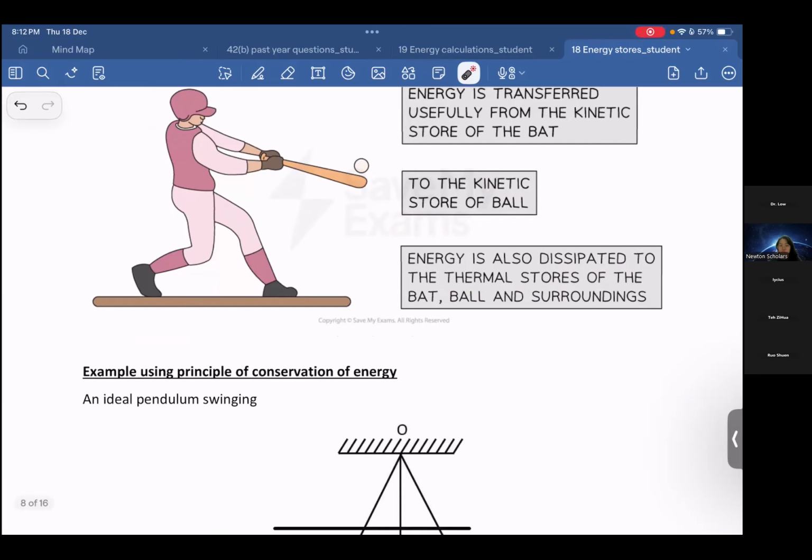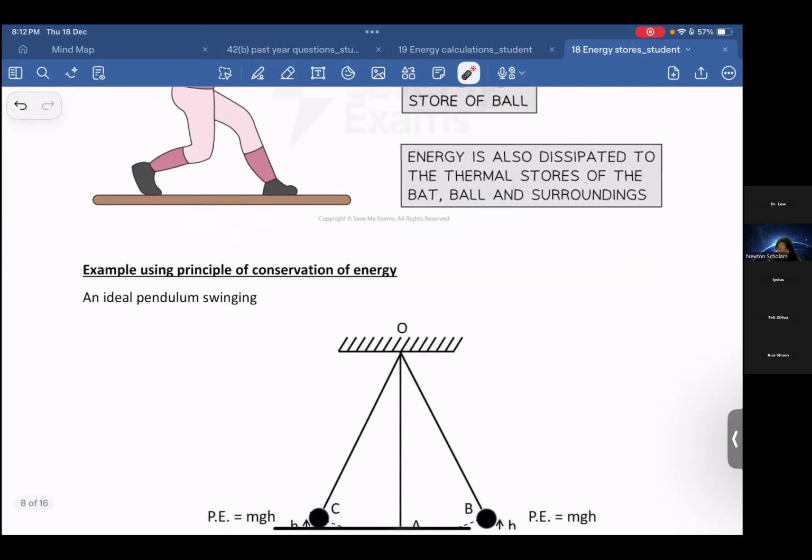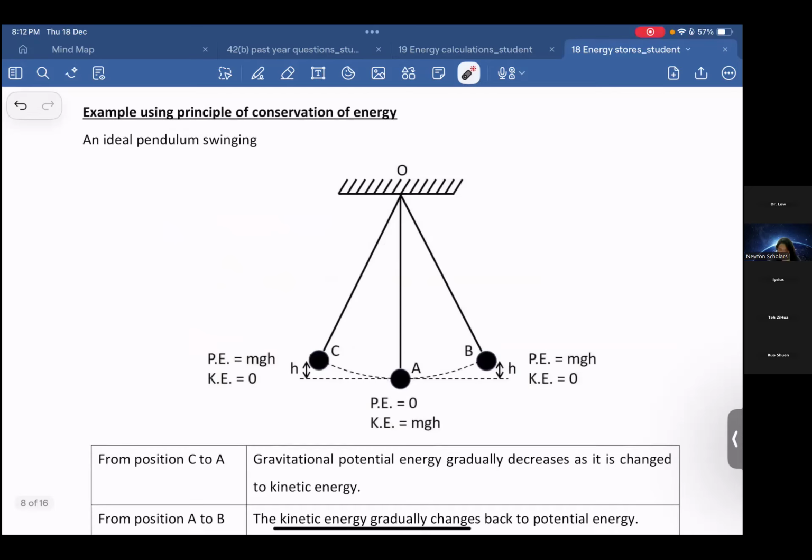So how does the energy change? Not all the energy of the bat goes to the ball, but some of it goes to the surrounding also. There is another common case of the principle of conservation of energy: the pendulum swinging. For this case, we take this point as the starting position, position 0. From here it goes to point C, which has a certain height. That means at point C we pull the pendulum, then we release, and the pendulum will swing.